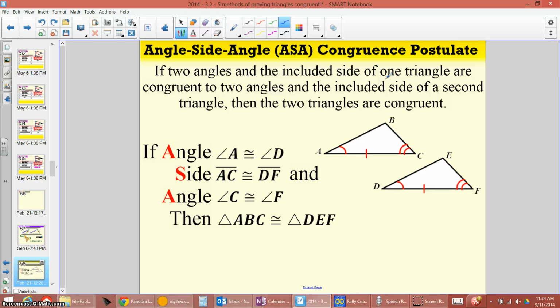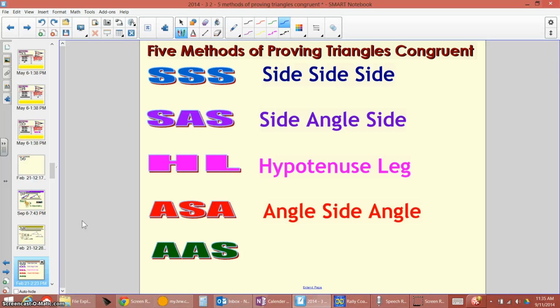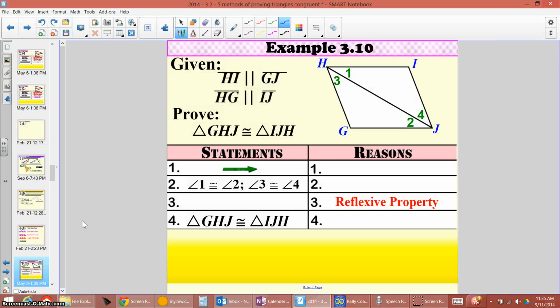Angle, side, angle. Now, remember how we had side, angle, side? It was a side with the angle pinched. Now I have an angle, and the side is in between those two angles. So it has to go angle, side, angle. We have to travel along the triangle, and we get angle, side, angle. Now we're going to show an example of what this looks like. These are your 5 methods of proving they're congruent.